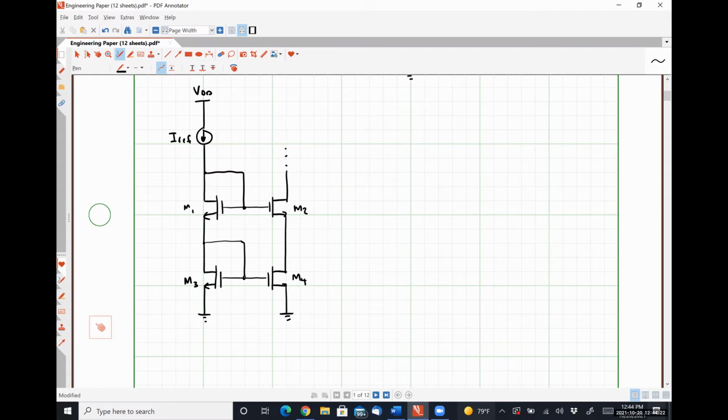So a couple of different voltages that we're going to have to look at. Let's call this guy VG1, this guy here VG3. The understanding here is that VG1 is the same as VG2. It's the voltage present at the gate of transistors M1 and M2. VG3 is the voltage present at the gate of transistors M3 and M4. Let's call this voltage right here VD4, and let's call this voltage right here VD2.